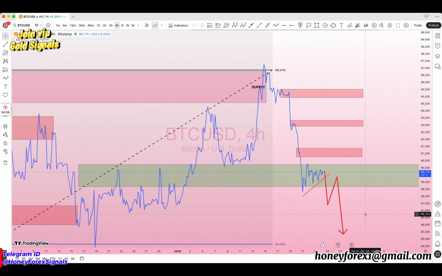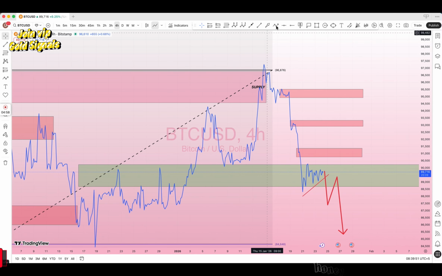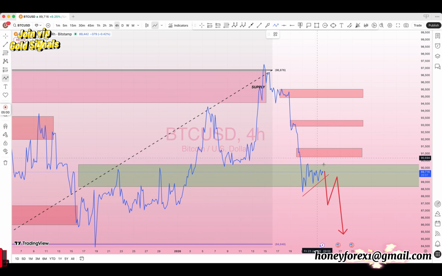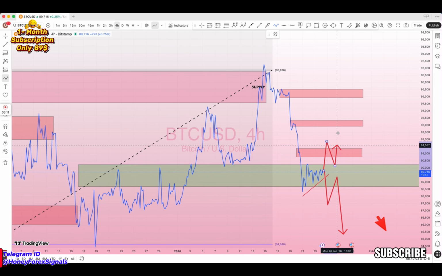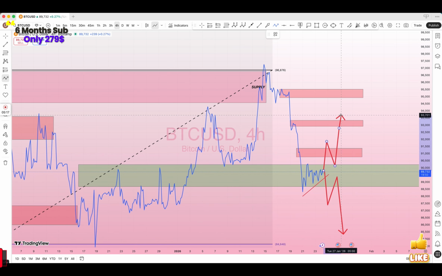This is the first situation. Number 2: if market breaks out this supply area, then we take entry buy from here. Resistance becomes support and our next target will be this area. And if market again breaks out this area, then our target will be this.